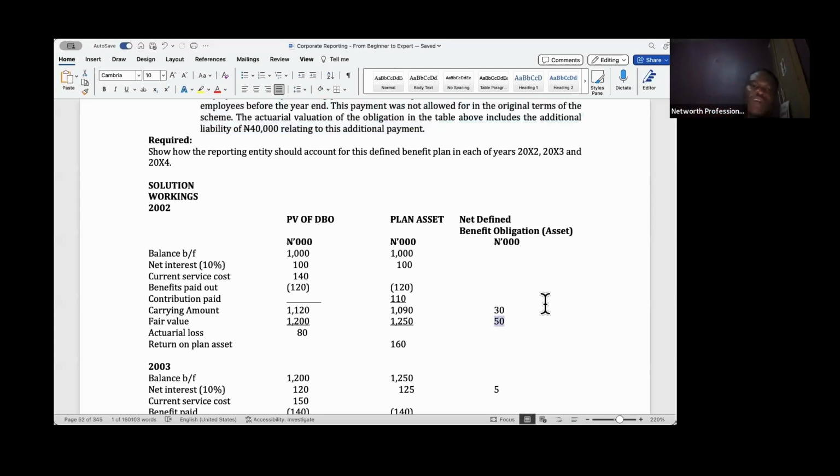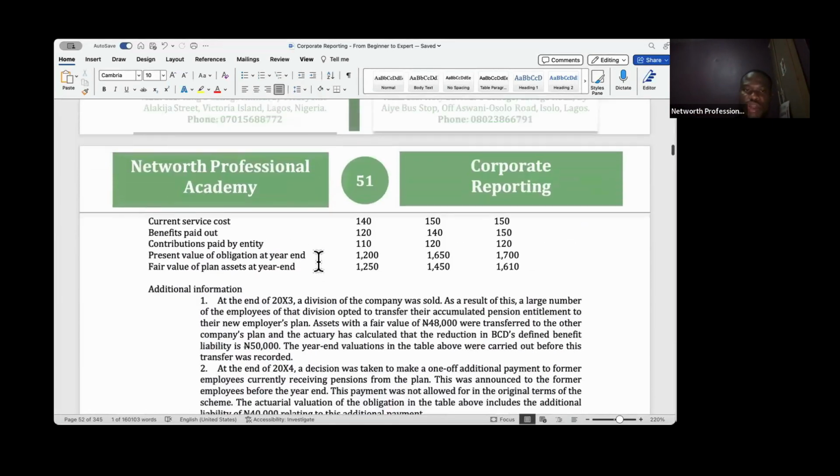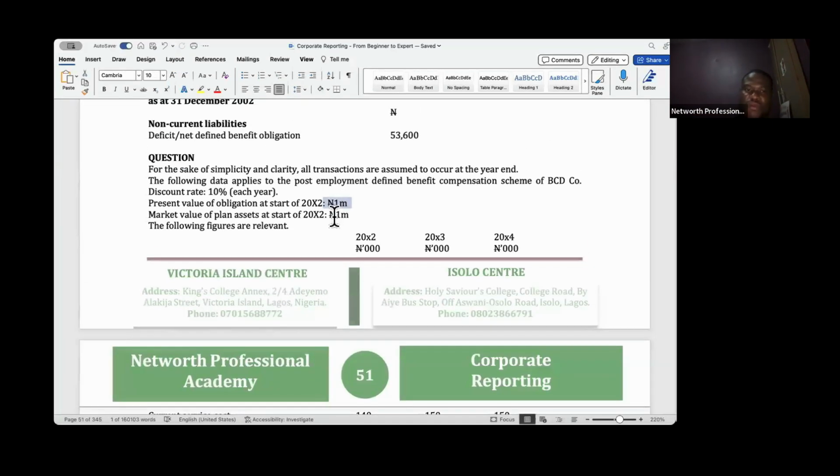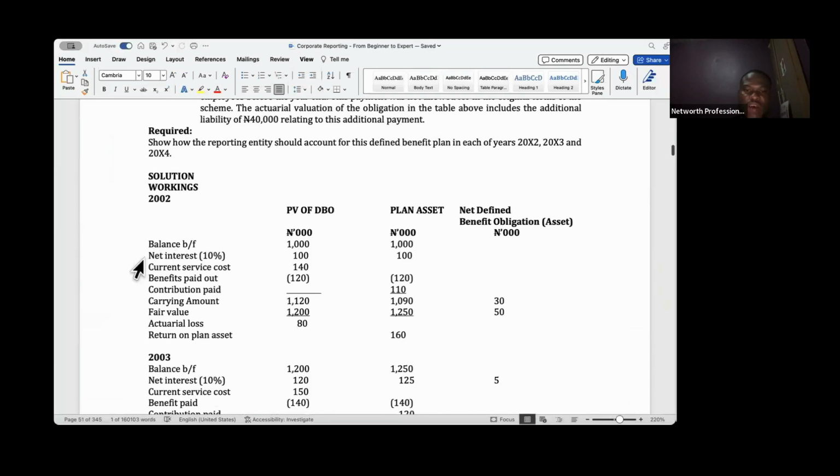as a single one-off item. So in 2002, the opening figure given in the question was 1 million for obligation and 1 million for asset. So in 2002, don't forget, start with the net interest. They gave us a discount rate of 10%. That's why I have net interest: 10% of 1 million, 100,000. This is blank because the net is going to be zero.